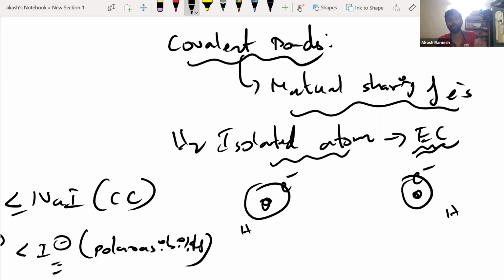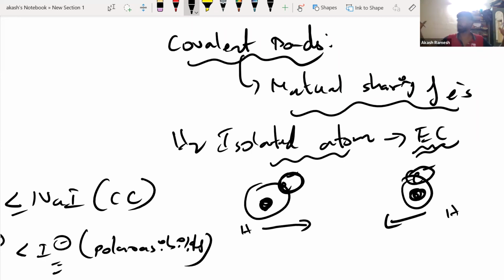Now, say these two are isolated initially, in the sense that there is no interaction between the neighboring atoms. Now I am going to bring these two hydrogen atoms a little closer. The nucleus of this one is going to attract the electron of the other, and the same goes the other way. Obviously the nucleus is positively charged and the electron is negatively charged, so they are going to get attracted.